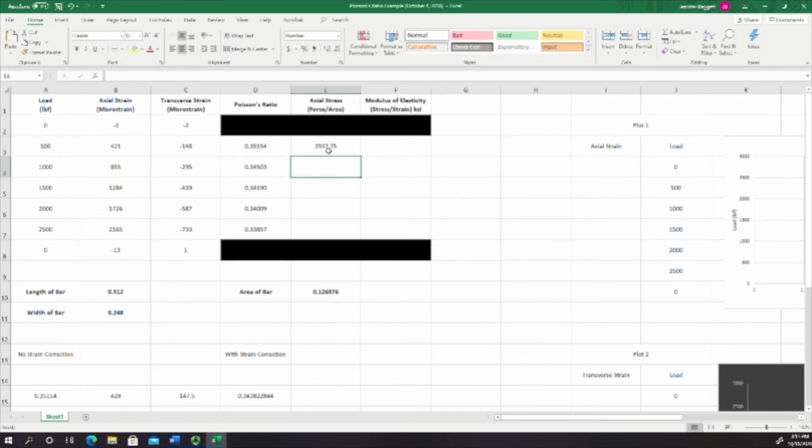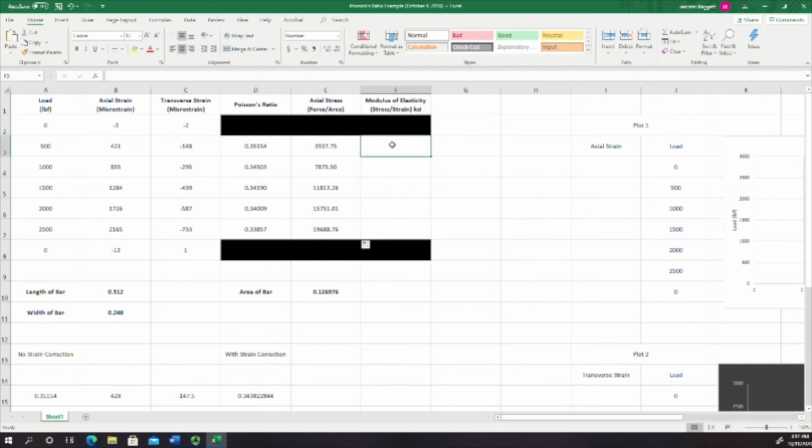So we're looking at a first value of 3,937. If we drag that down again, oh, sorry, my fault. We also have to put the dollar signs in front of our area term for both the letter and the number, because that value is the same area for each of our corresponding load cases. Therefore now we can drag that value down again. So now you see it populates the value for our axial stress at the remaining values.